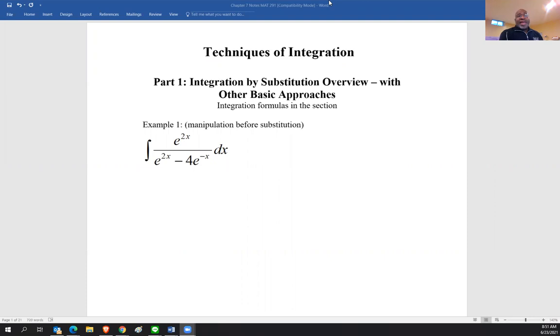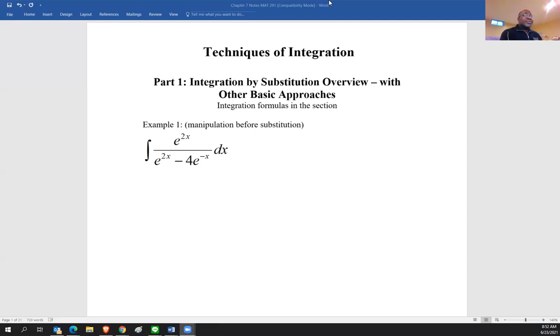Today, we're going to take a look at techniques of integration. And so this is going to be one part of several sections that we get into involving different techniques of integration. So the first thing I'm going to do today is look at integration by substitution. I'm just going to take an overview of that.